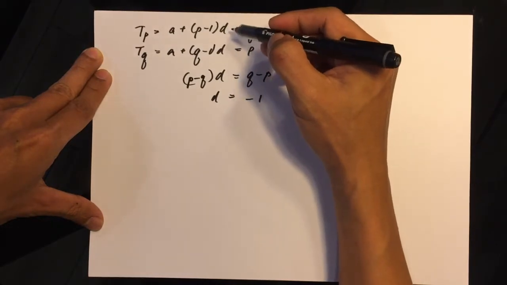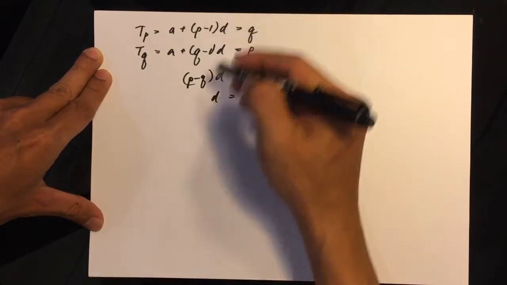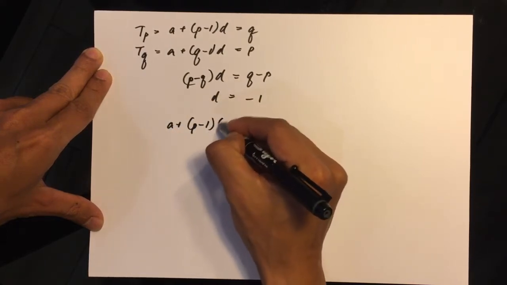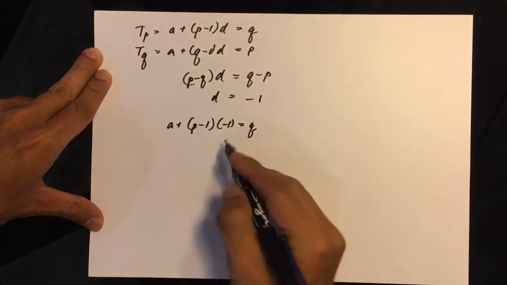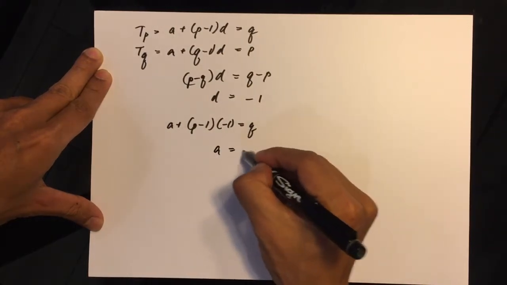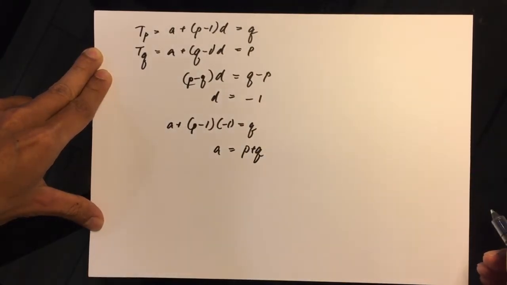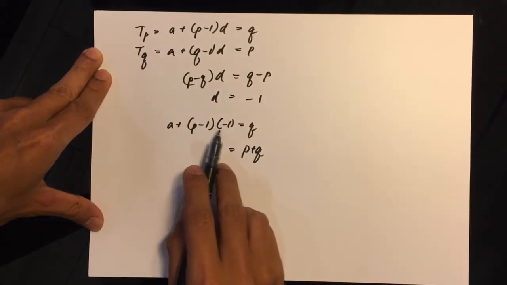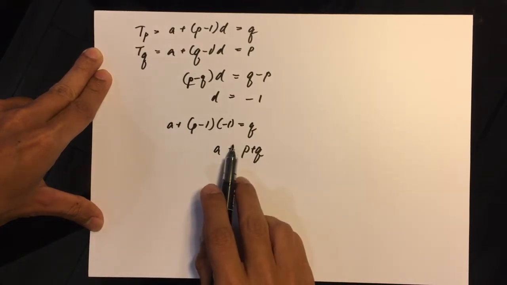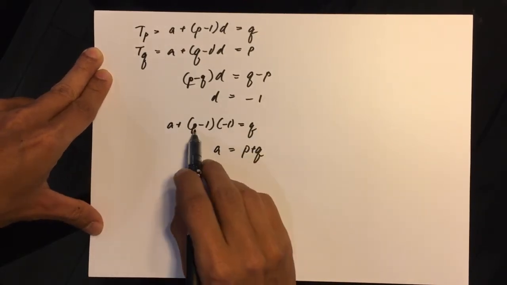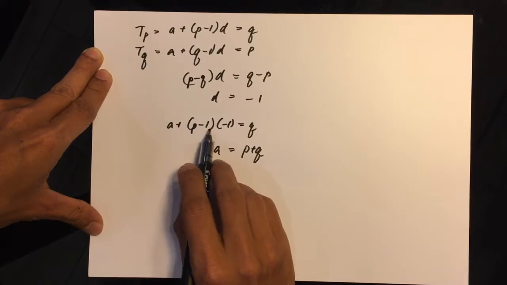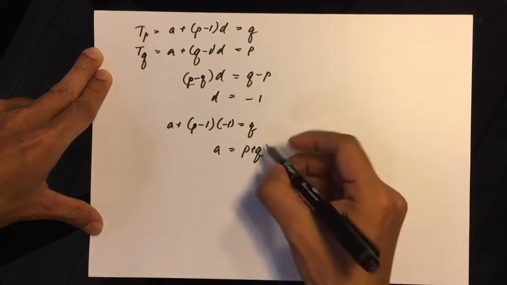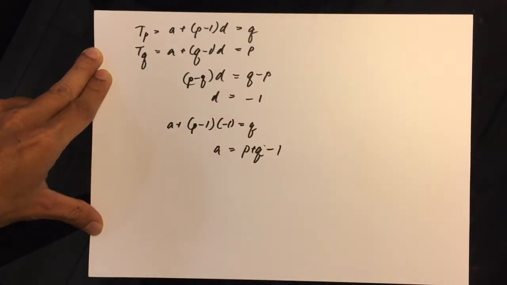Right? You could also then substitute d back into here, and you'll find a plus p minus 1 into negative 1 is equal to q. And if you solve for that, you'll get a is equal to p plus q. Is that right? Hope I got that right. Not sure that I did. Sorry about that. Let me see. That's negative p. There is a negative 1 plus 1. That's minus 1.